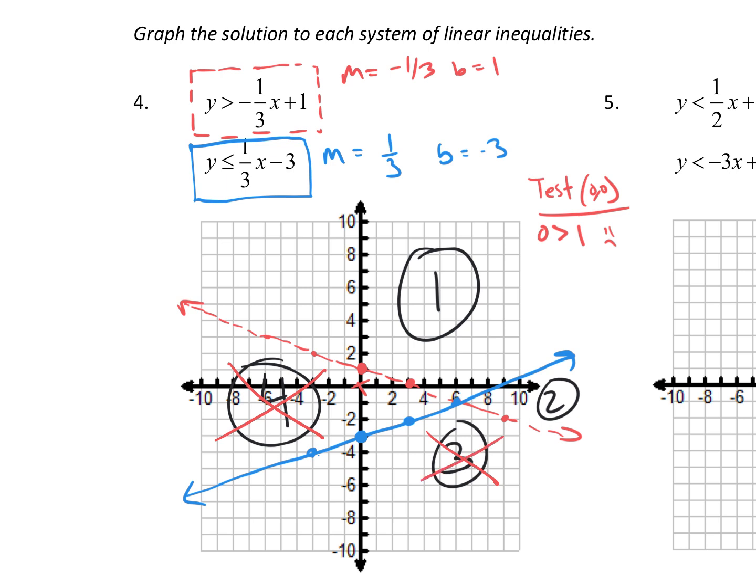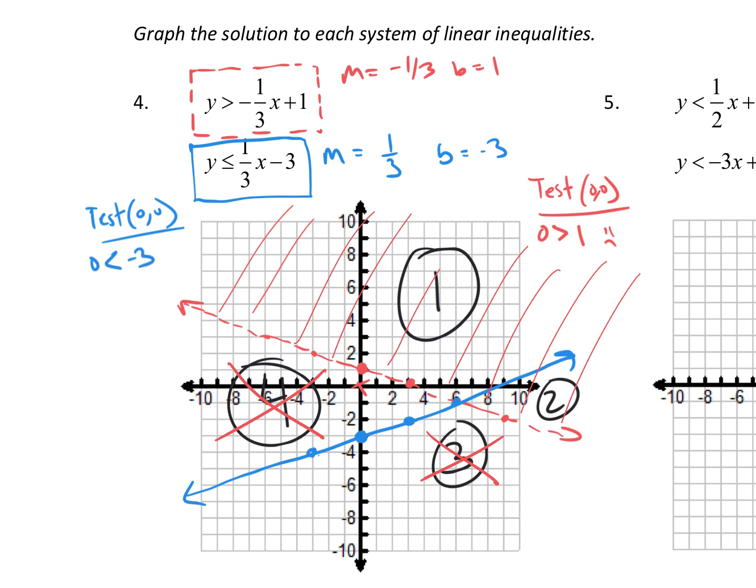So for the red line, I'm going to be shading above. You could also, if you like this method of shading, just do that, lightly shade. Then for the blue line, we test 0, 0, and I get 0 is less than -3, which is also false. So I know shading towards 0, 0 would be incorrect.